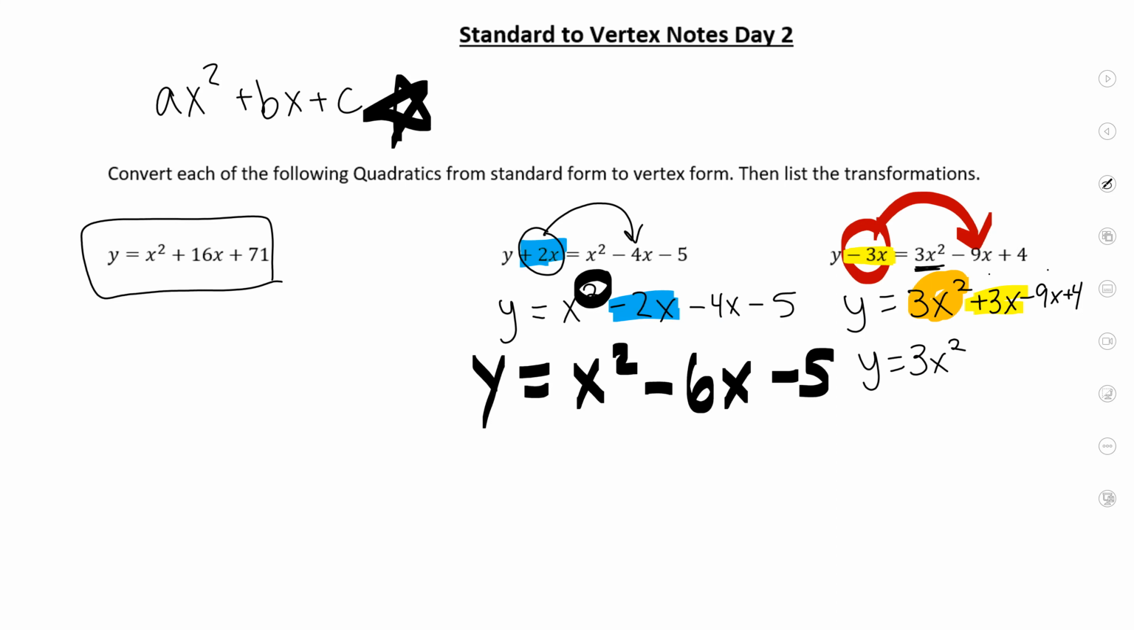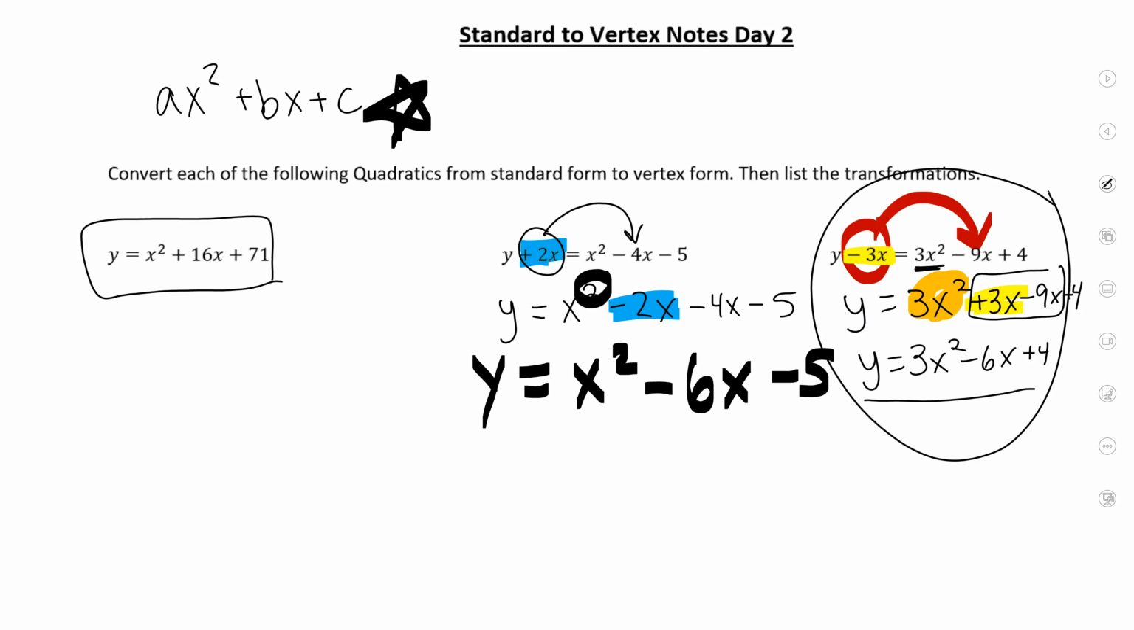Now I'm going to combine these two. What is 3x minus 9x? Negative 6x, and then plus 4. So now it is in standard form. Okay? Then the process is exactly the same as we did yesterday. So I'm going to solve one of these for you. The process is the same for all of these. I'm going to do this third one, okay?